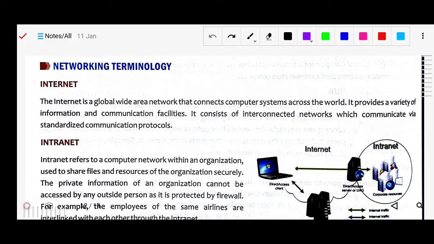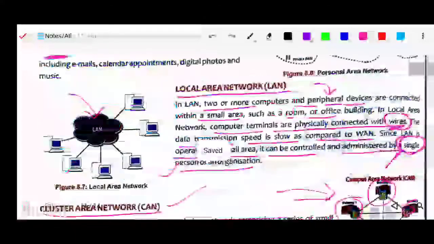The meaning of terminology is the special terms which are used in a particular field. We are going to use these terms in the web field or networking field, like internet, intranet, web pages, home pages. These are the terms generally used in a specific field. That is the terminology.